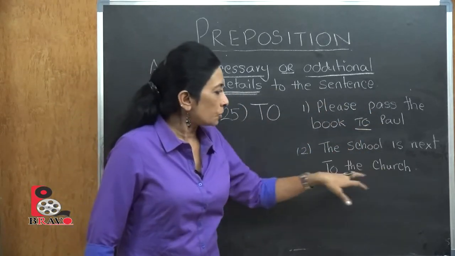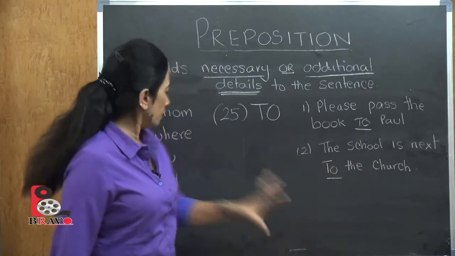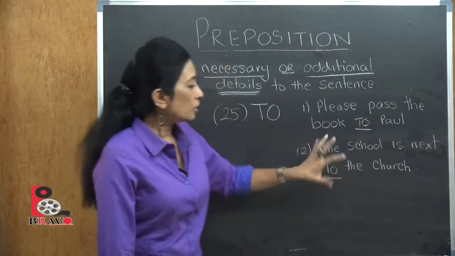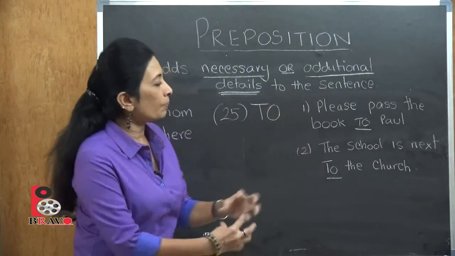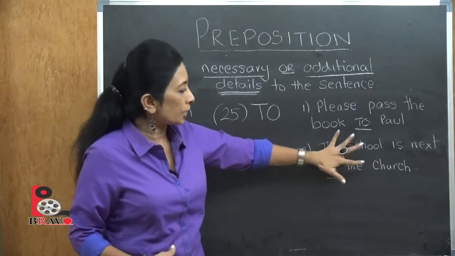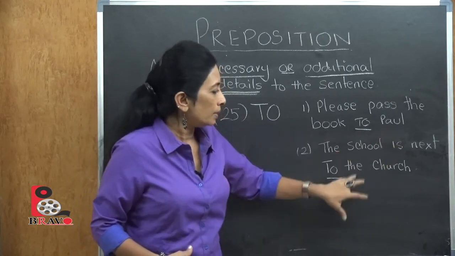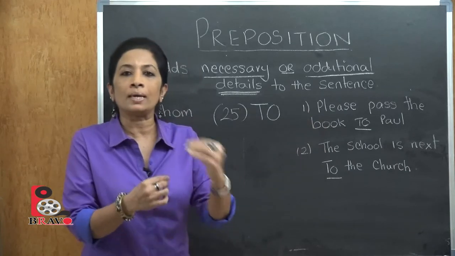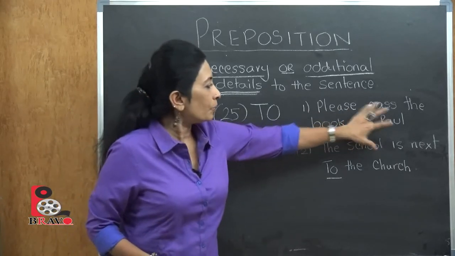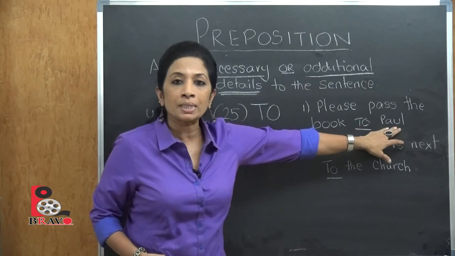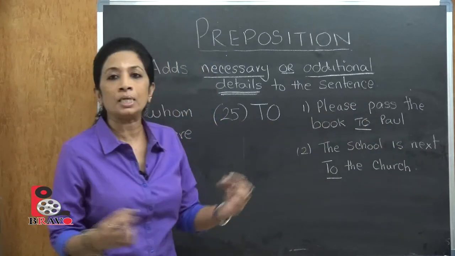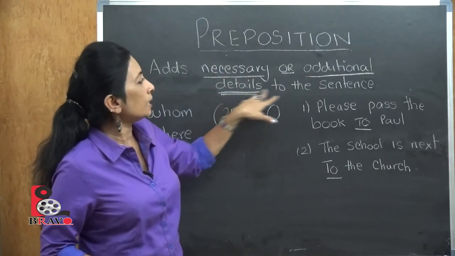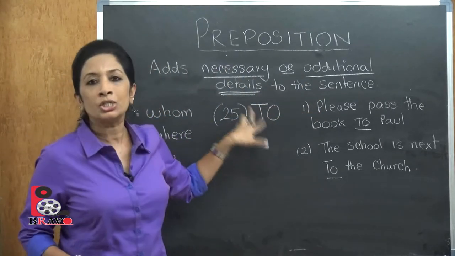The school is next to the church. Now where is the school? So here, where is the school? The school is next to the church. So the word to is incorporating the meaning of two sections. Here the school is one, the church is the other one. So this word to is incorporating where the school is. Here passing the book is one action. To whom are you passing it? To Paul. So here it is incorporating two actions together. So that is the additional detail to the sentence. Here the word is to.